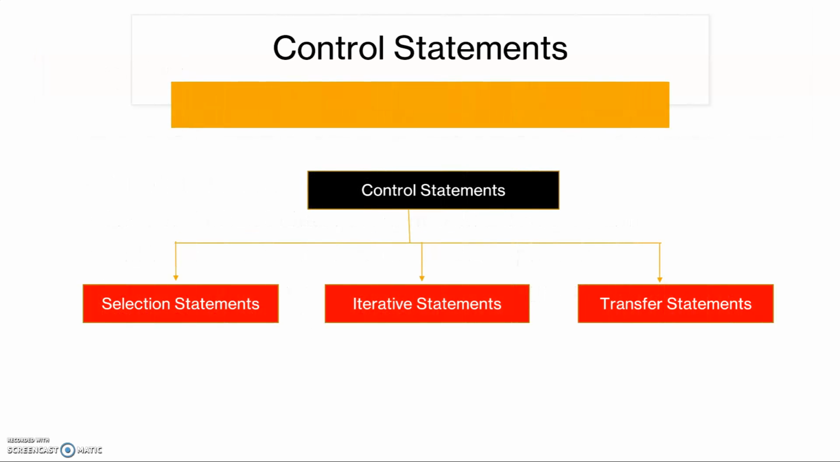Right, all of you? So with this, we have come to an end of transfer statements. We learned about break, continue and goto. We have a fourth type also, which is the return statement, that we will learn at the time of learning functions. With this, we have come to an end of our control statements. All three categories we have learned: selection statements, iterative statements and transfer statements. In future, we will be using these statements to learn other concepts also. I hope you are all clear with these three types. These three control statements are very important in our C programming language.